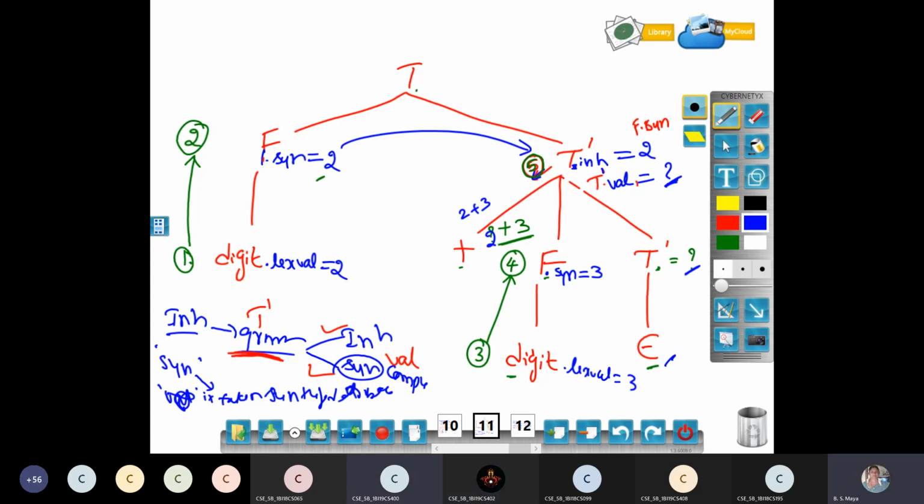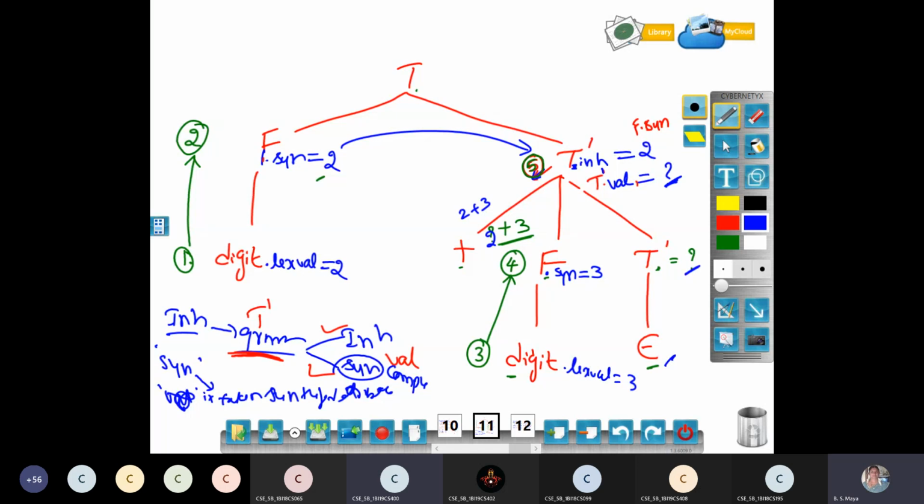Ma'am, any doubt? Yes, ma'am, I have a doubt. Here you said we'll be inheriting from either the parent, itself, or from the sibling. So here we are inheriting from the sibling to T dash, and then it will be inherited to plus, or will we be directly calculating?